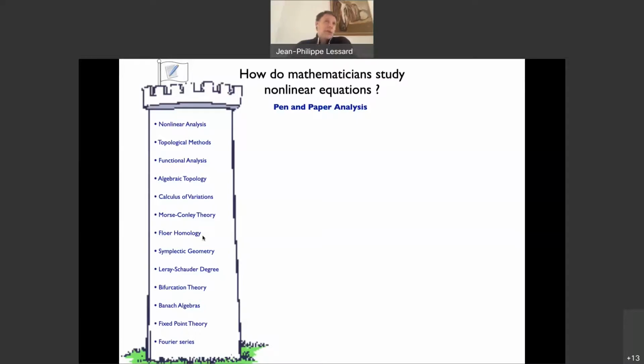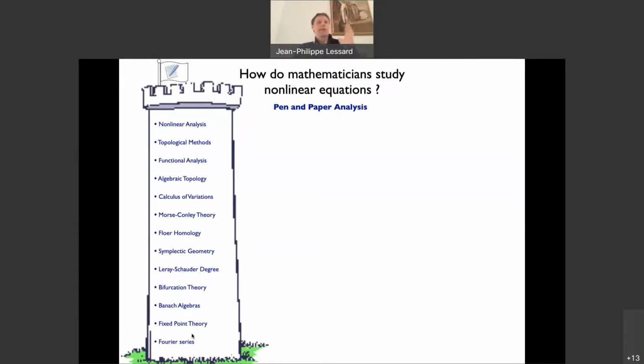But if you think of the origin of Floer homology, it was developed by Floer himself to prove Arnold's conjecture, to study existence of periodic motions in Hamiltonian dynamics. So again, these tools were developed to try to understand and characterize solutions of nonlinear equations: bifurcation theory, Leray-Schauder degree, symplectic geometry, calculus of variations. So there's a lot of beautiful mathematical tools that were developed over the years to understand nonlinear equations.